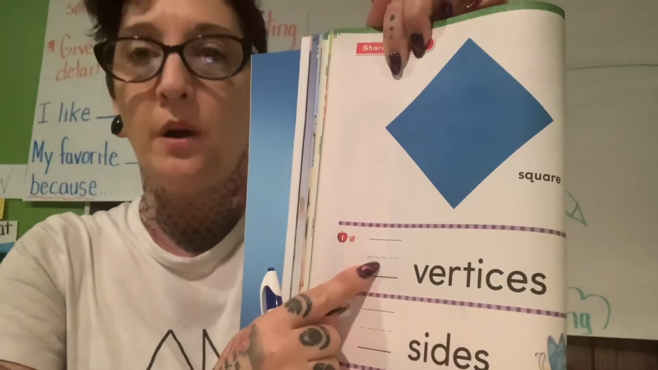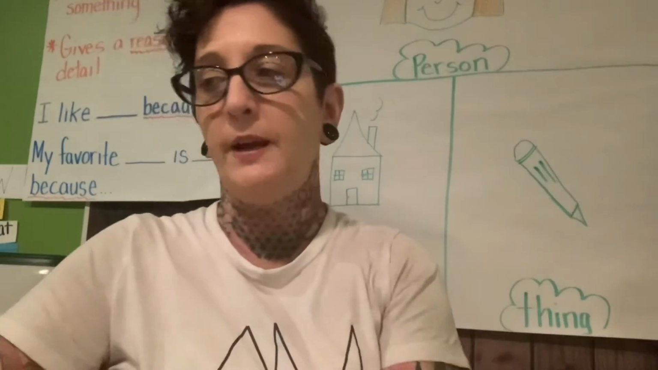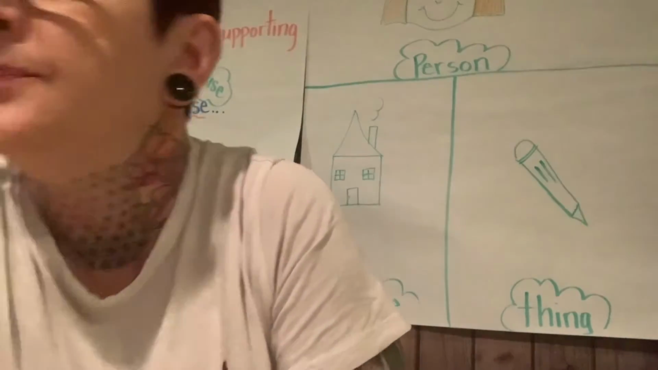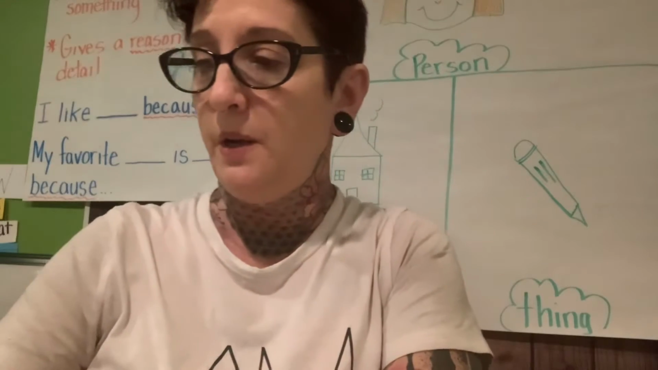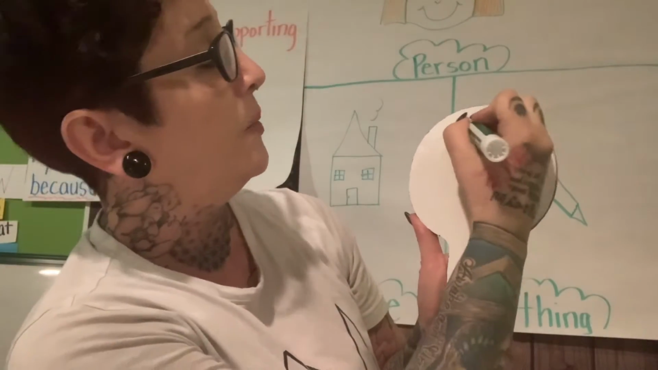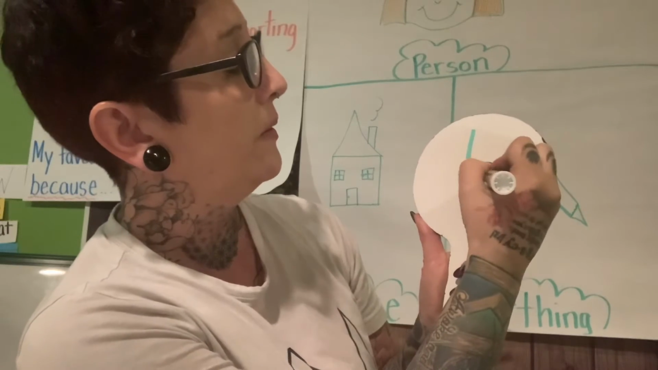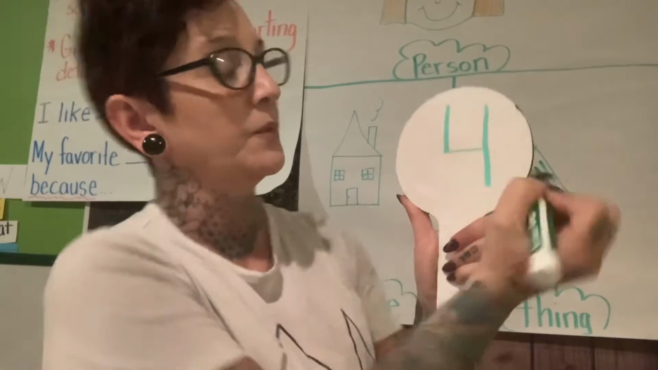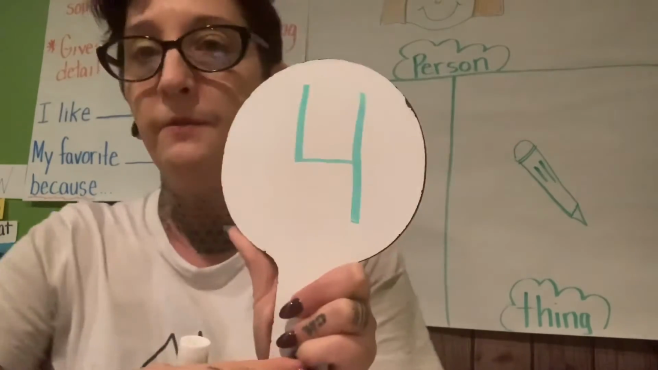So right here, we're going to look at the word vertices and we're going to write the number 4. Do you remember how to write that? I would hope so. Let me get my marker because I don't want to write all over the book. Okay, so the 4, we're going to make an L. Remember? And then you go back up here and come down. So there are 4 vertices.